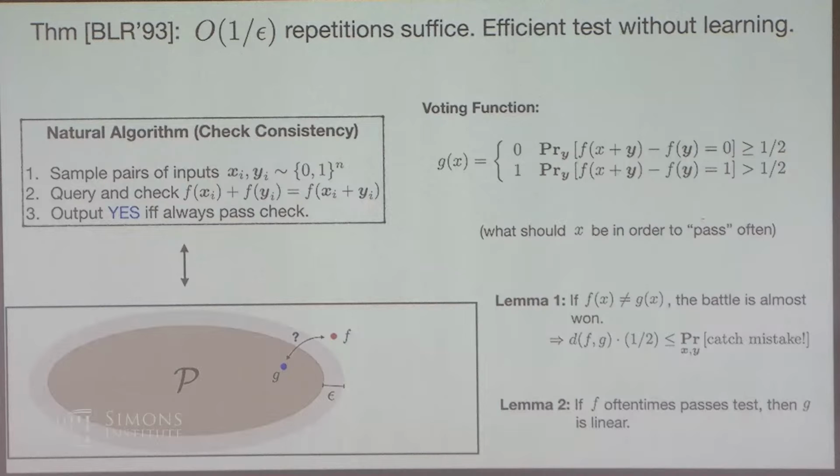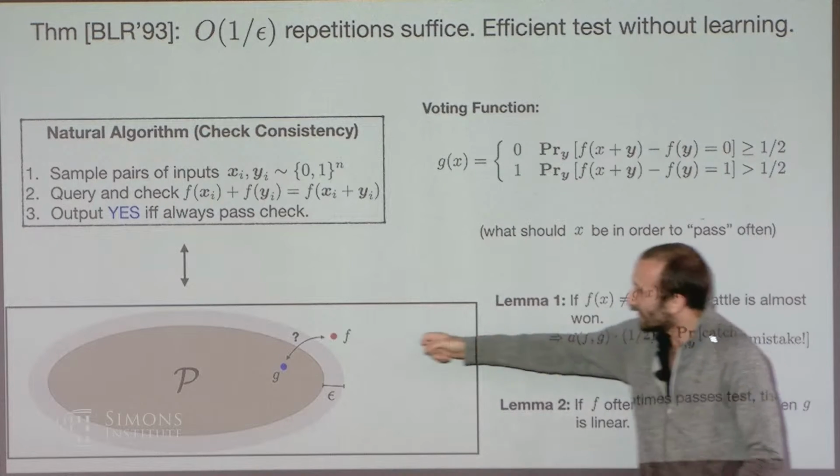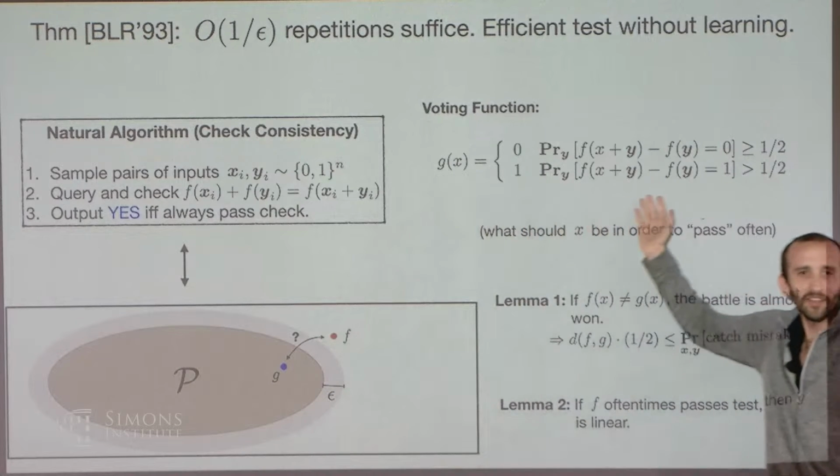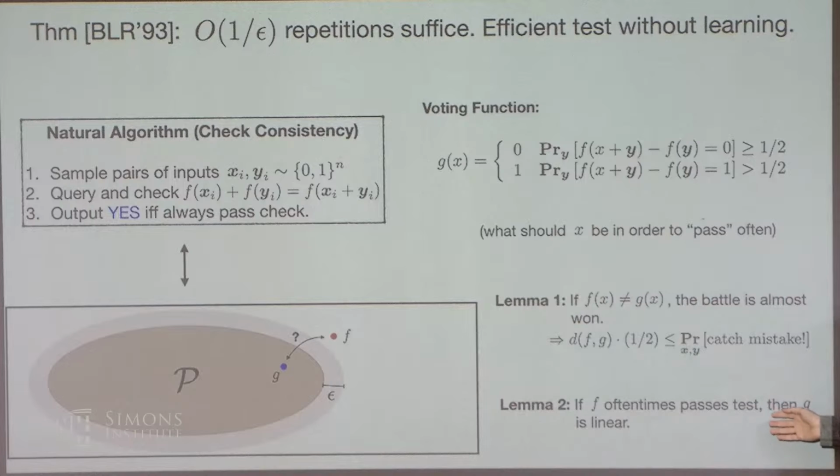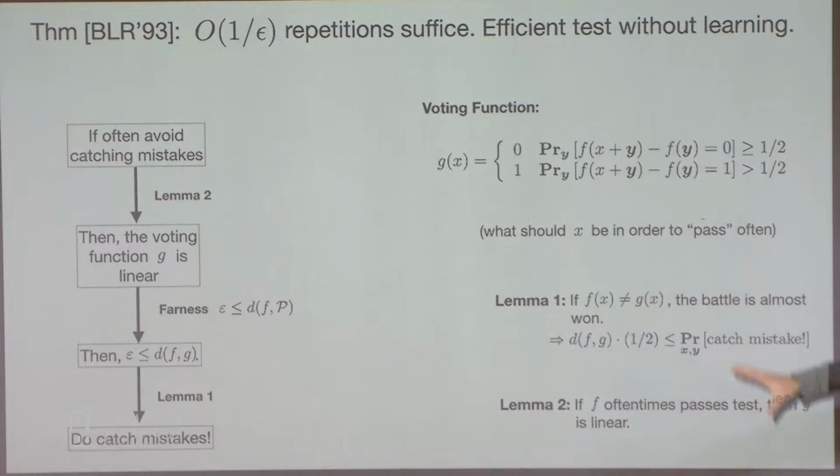Okay. The second lemma actually says, well, this function g that I just defined, seemingly arbitrarily, is actually linear if the test passes with some high probability. Okay. So these are the two important lemmas. The crux of the argument, I'll just go through how you would apply these two lemmas.